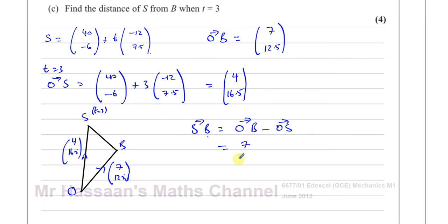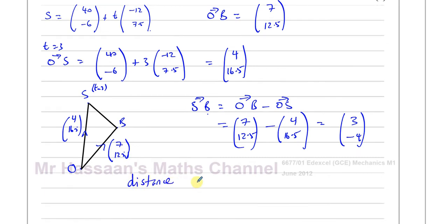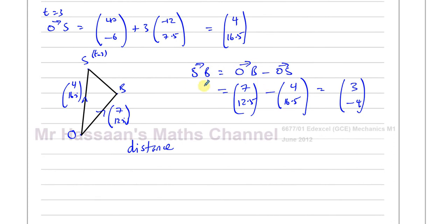So it's 7 and 12.5, take away O to S, which is 4 and 16.5. 7 minus 4 is 3. 12.5 minus 16.5 is negative 4. So we want to find the distance, which is the magnitude, the distance between 2 points.